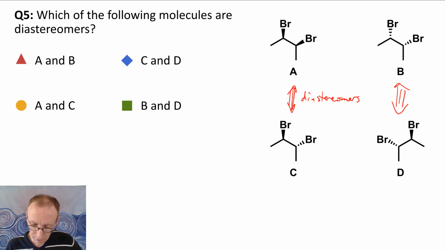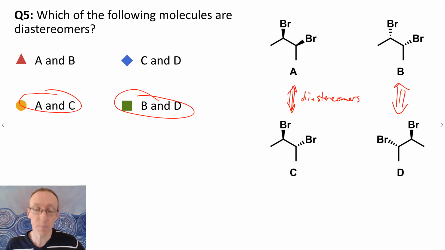If we try to draw A as a mirror image of C, we would find we can't draw it so that all the atoms are reflected across to each other. So A and C are not mirror images, and B and D are not mirror images either. And so both the yellow circle and the green square are correct answers to this question again.